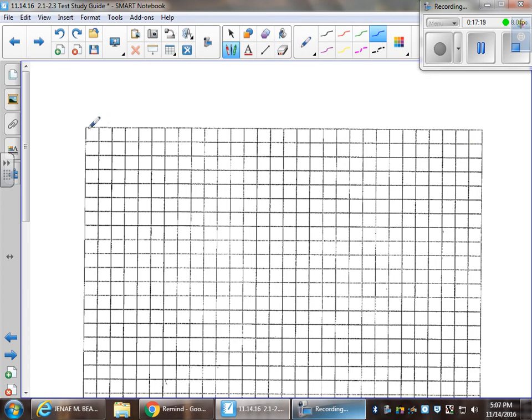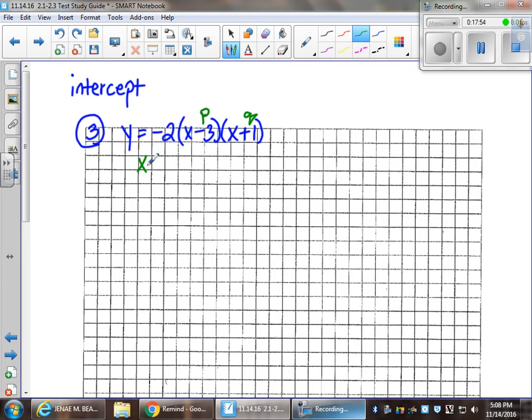Number 3 says y equals -2 times x minus 3 times x plus 1. What form are we starting with? What is this? This is intercepts. So because it's intercept, I know I'm being given my intercepts. Here's P, here's Q. How are we going to find the vertex? So my given information, let's just get that down.